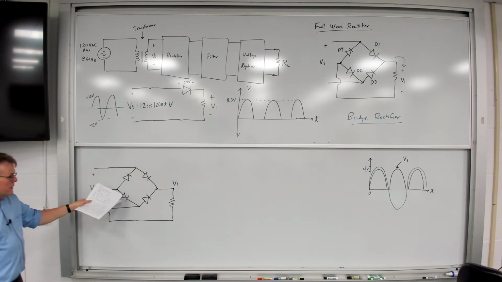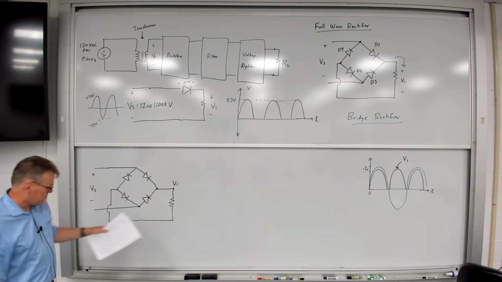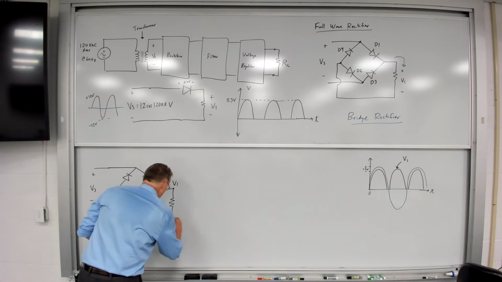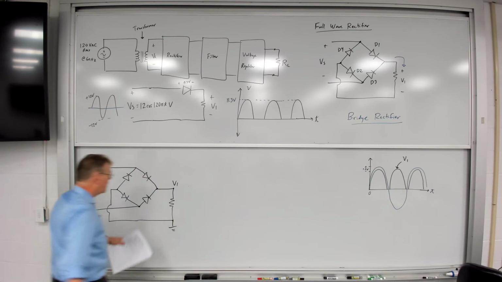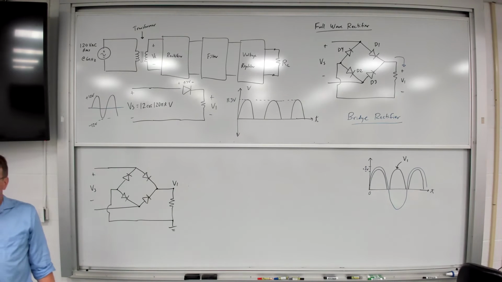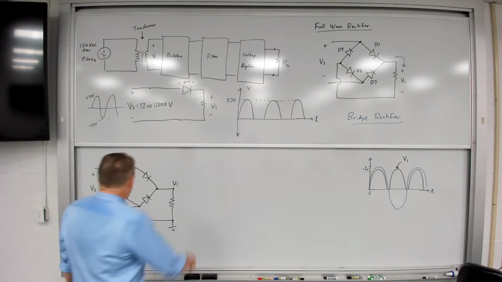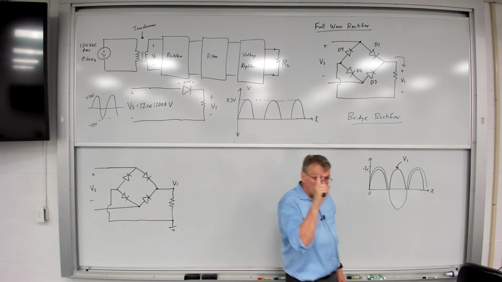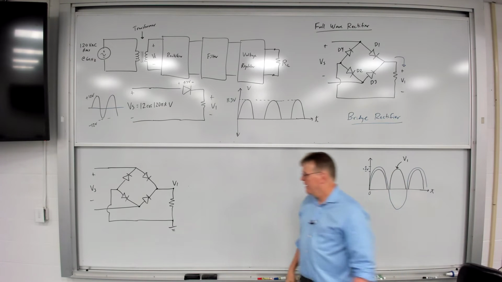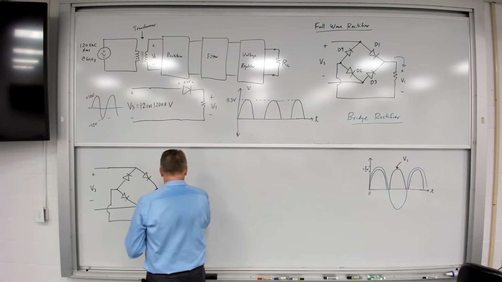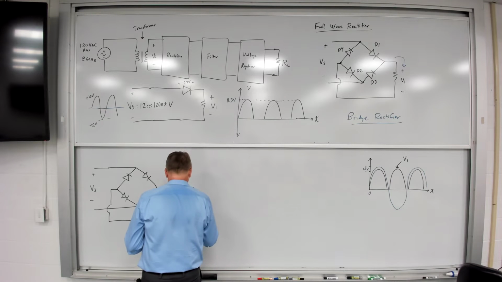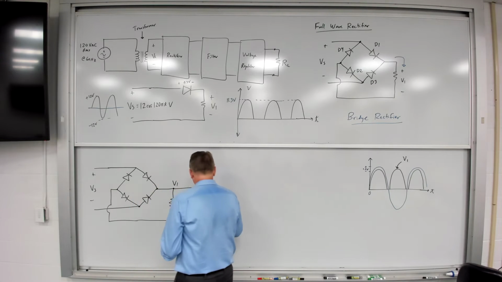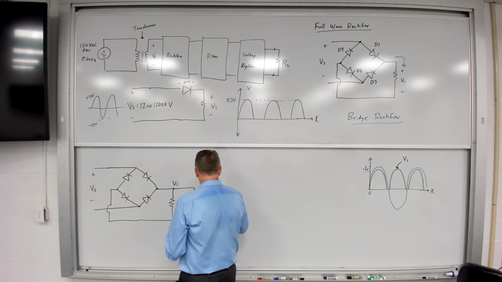So here's our bridge rectifier. Here's our load resistor. And I'm going to add a ground here, just to put a proper ground on this. And I've got a constantly changing voltage, even though it is of only one polarity. And I'm now going to do this. I'm going to add a filter capacitor.